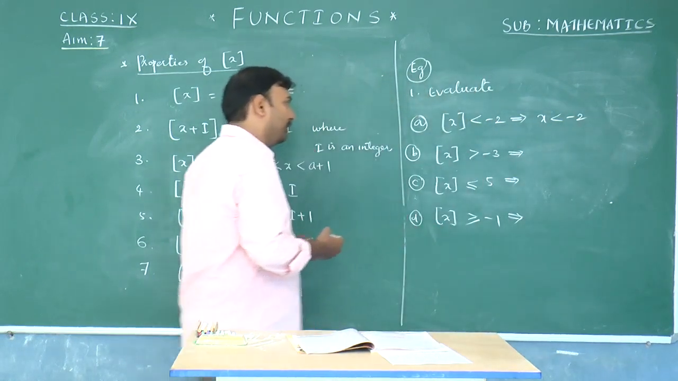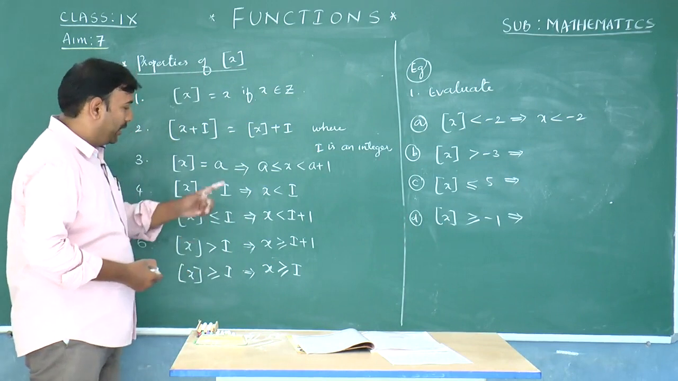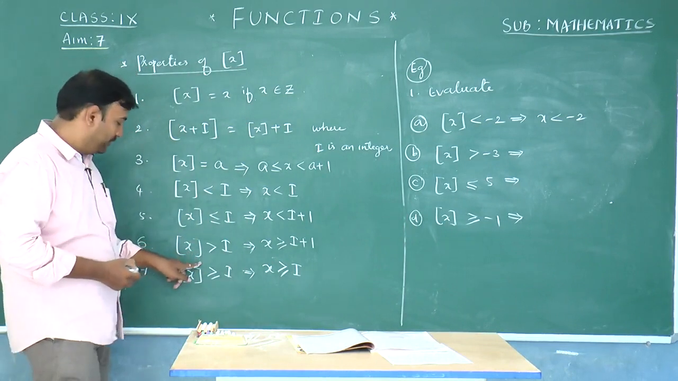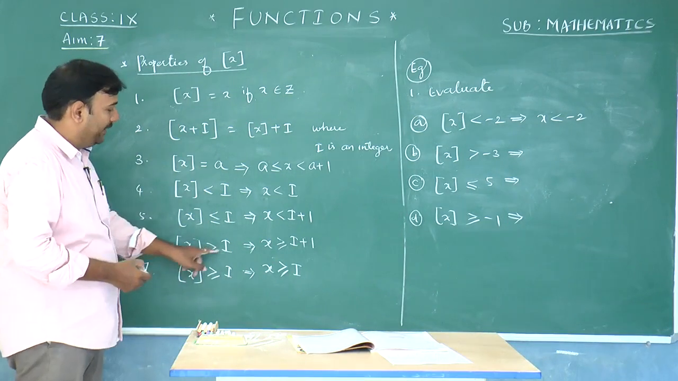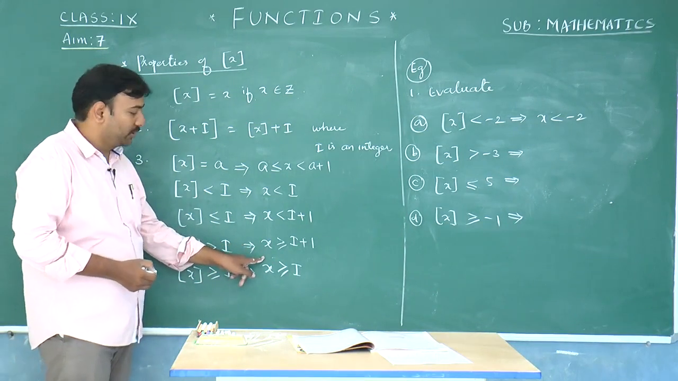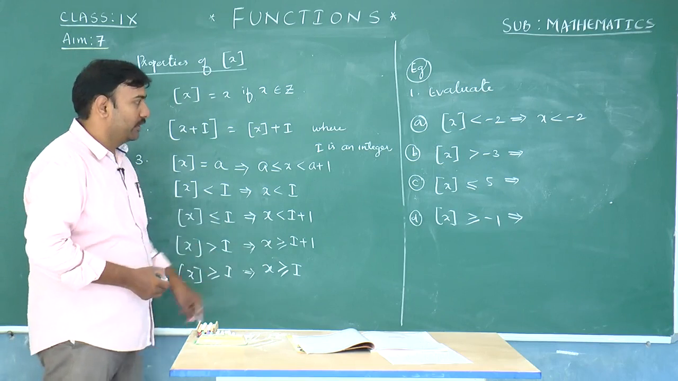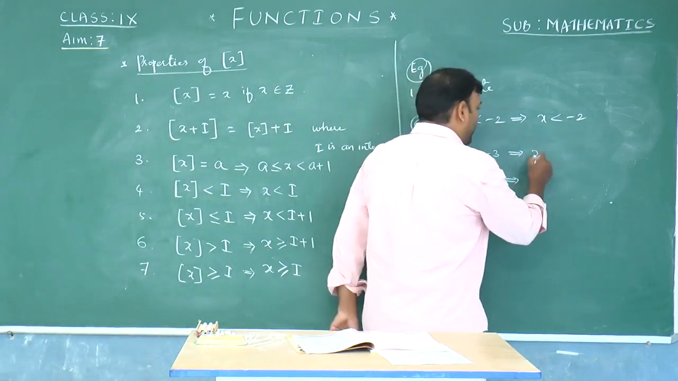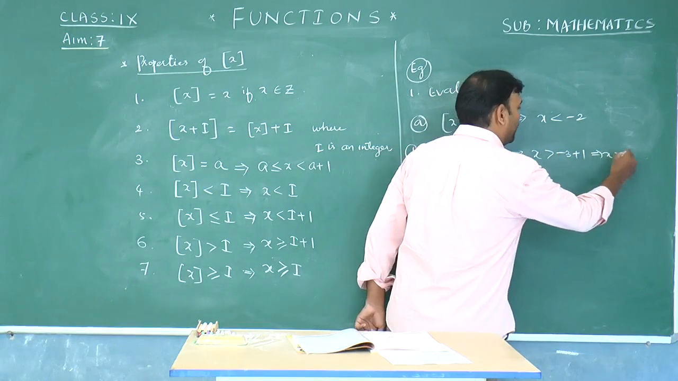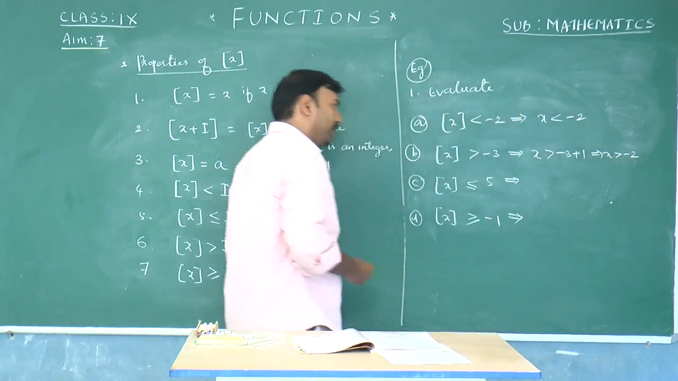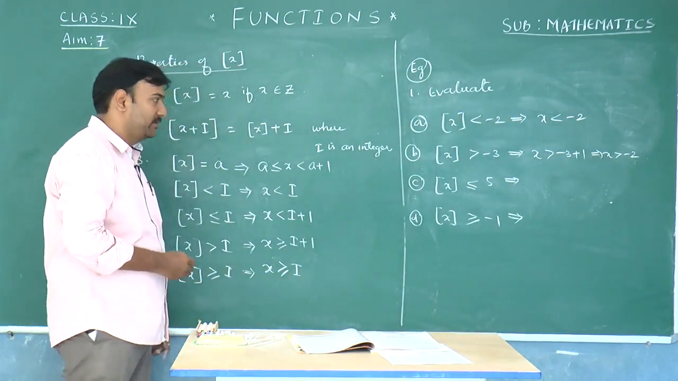So based upon the first property here, coming to the second one, it is going to be in the form of property number 6, that is step x greater than an integer. Step x greater than an integer is going to have a solution x greater than or equal to I plus 1. That means the solution is going to be x greater than minus 2. So the solution for step x greater than minus 3 is going to be that.